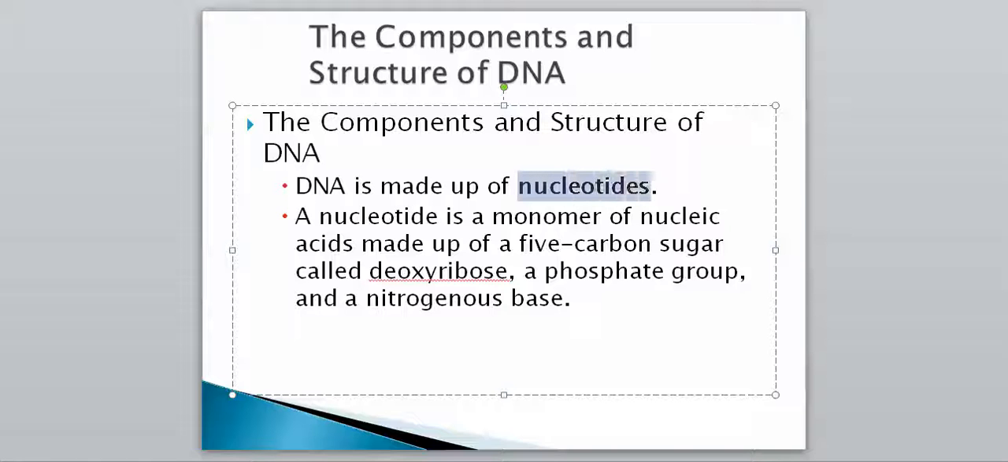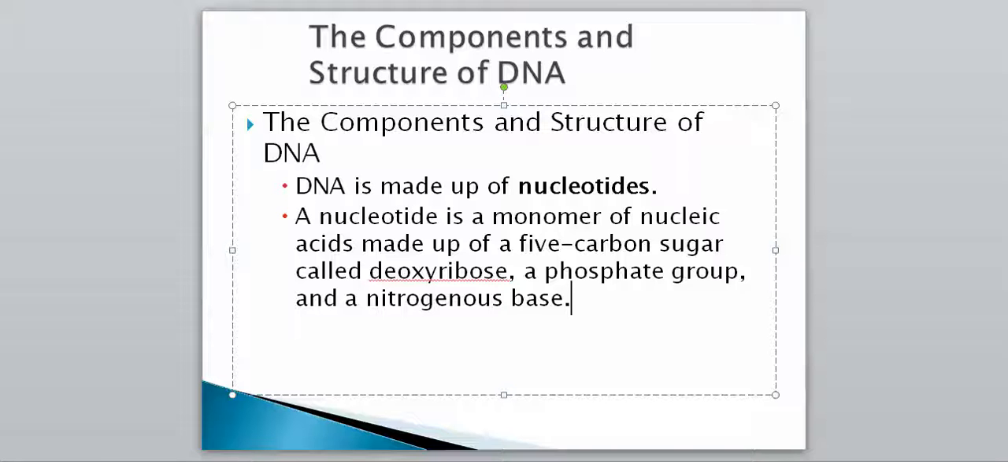And it is a monomer, which mono just means one, of nucleic acids made up of a 5-carbon sugar called deoxyribose. I think I asked you what DNA stood for, and it stood for deoxyribose. That's the first word, nucleic acid. The phosphate group, and a nitrogenous base, and nitrogenous just means it's made up of nitrogen. So this is just a fancy way to say basically a little molecule, a monomer, is all that it is that we're going to look at.